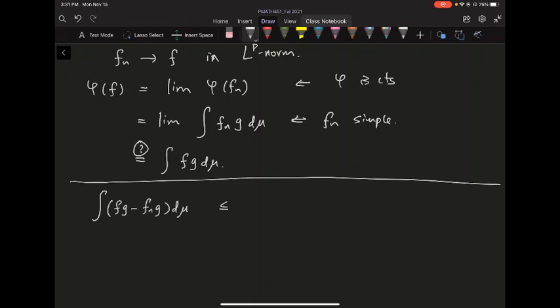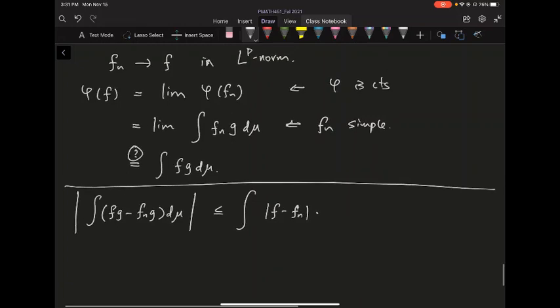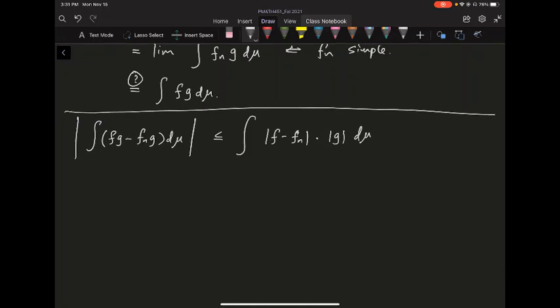Well, this is less than or equal to what? First of all, let's put the absolute value here. It is less than or equal to the integral of the absolute value, and I can factor it as |f_n minus f| multiplied by the absolute value of g. This f is in L^P, and we just showed g is in L^Q. So by Hölder's inequality, this is bounded above by the L^P norm of f minus f_n multiplied by the L^Q norm of g.